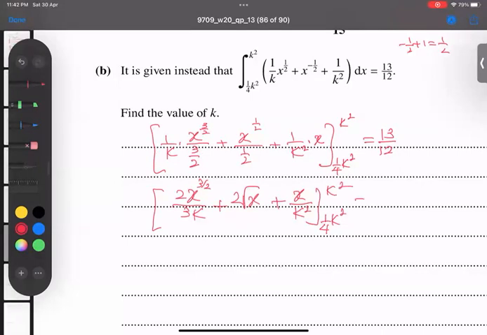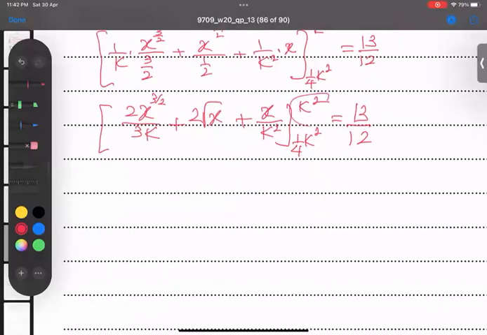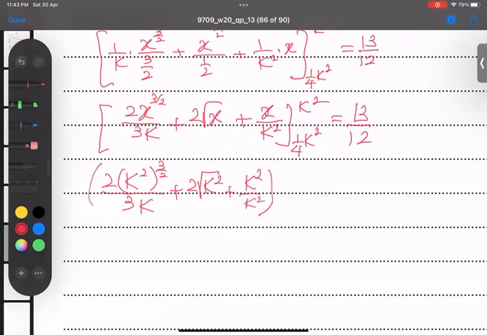Now I'm going to replace it. And let's see how we can replace it. First, put k square in every x position. So here I got a k square, and on the top 3 by 2. Be careful while putting. Put k square here, and it's 2 root of k square. Put k square here, I got k square by k square. Upper limit is done, minus lower limit.